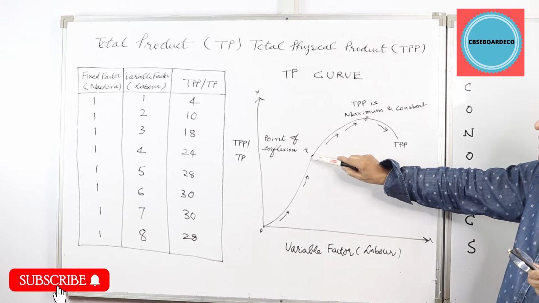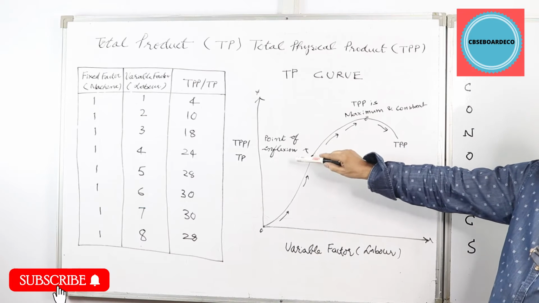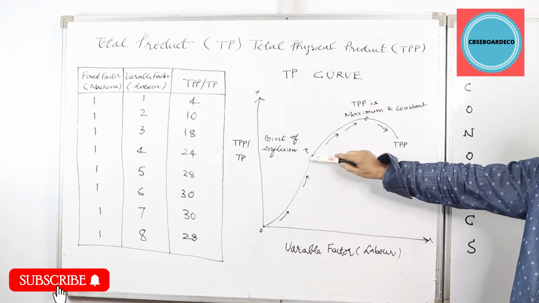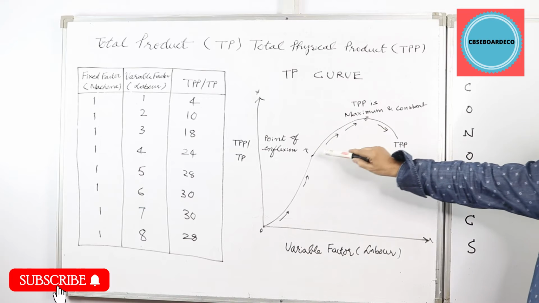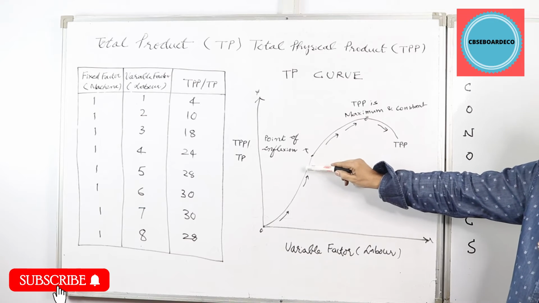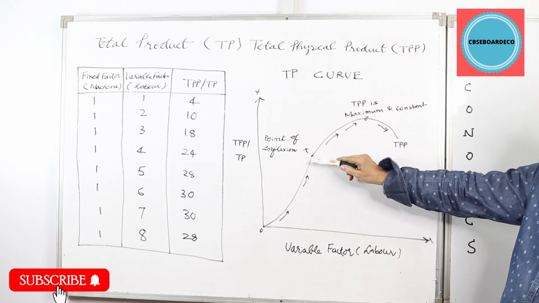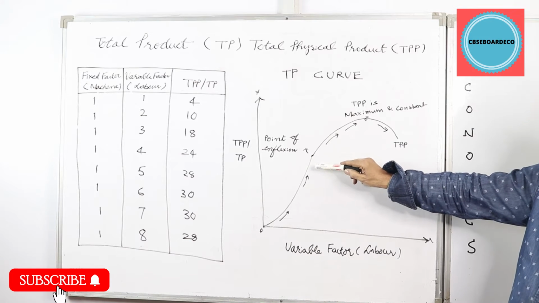Then it stops increasing at an increasing rate. That is called the point of inflection. Here the TPP increases at a diminishing rate after the point of inflection. What exactly is the point of inflection? This is the point where the total product stops increasing at an increasing rate.